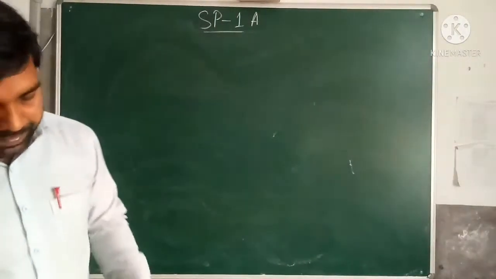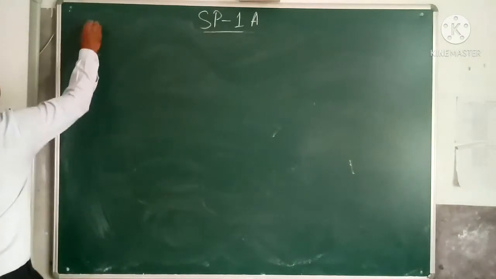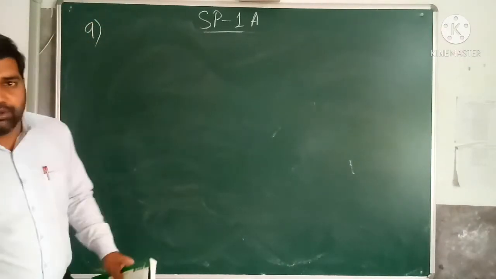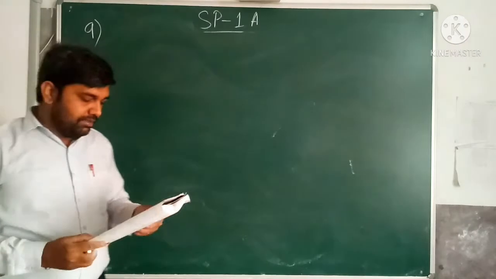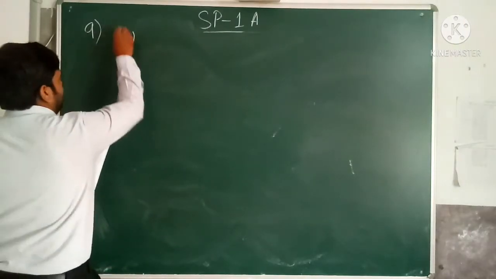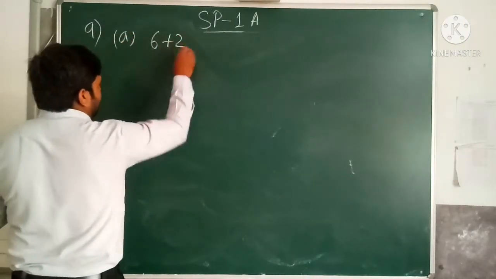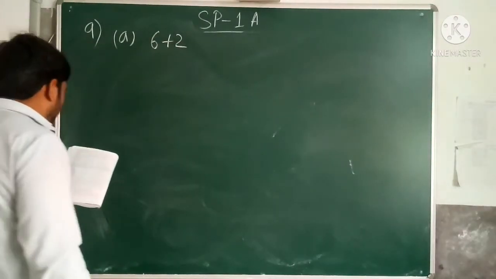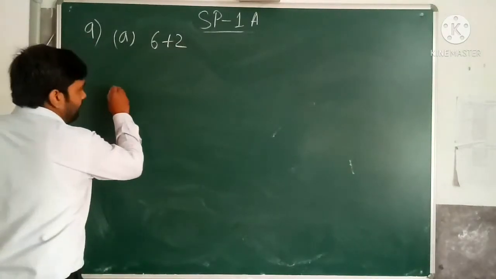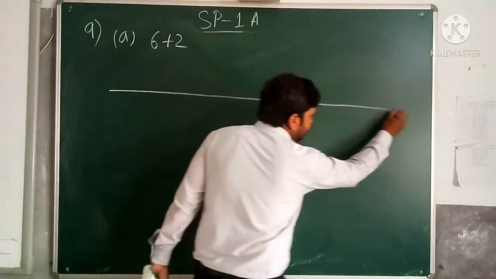In question number 9, we have to use the number line to find the sum. 9a: 6 plus 2. With the help of the number line, we will find the sum. So first of all, we draw a number line.